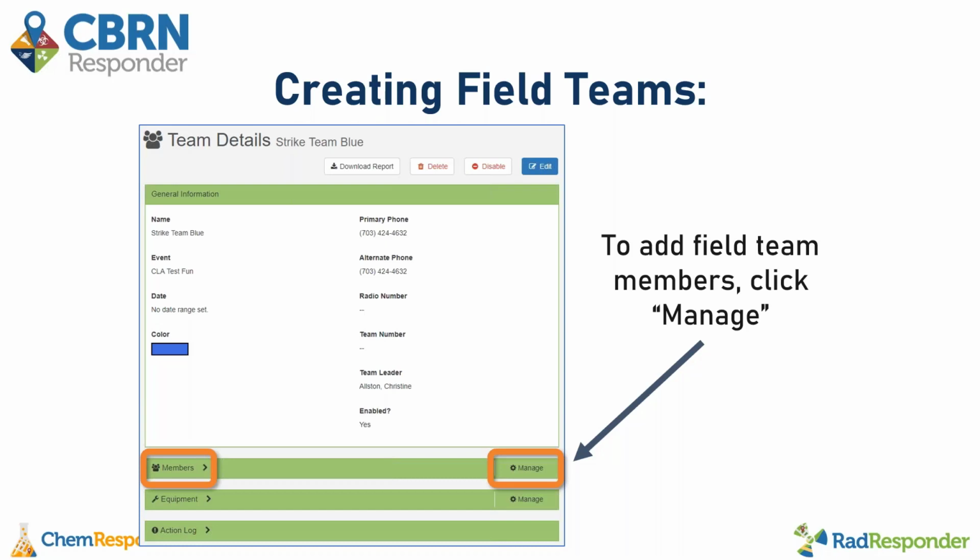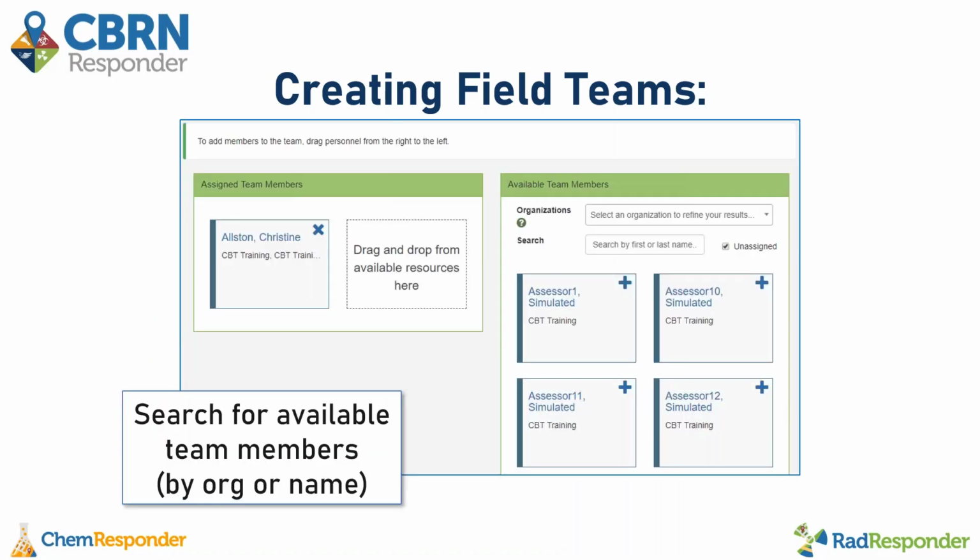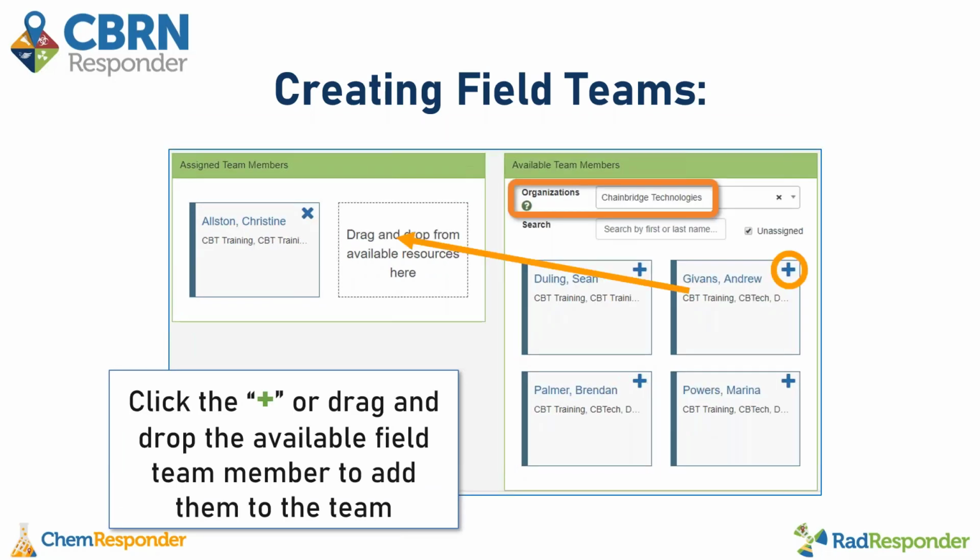So to add field team members, click Manage. This is how you add team members. On the left-hand side of the page, you will see the selected field team members, and on the right-hand side, you can search through personnel to add to your field team. You can search for personnel by name, by organization, and filter if they are already assigned to a field team. To add them, you can either drag and drop the available personnel to your field team, or you can click the plus sign in the upper right-hand corner of the name.